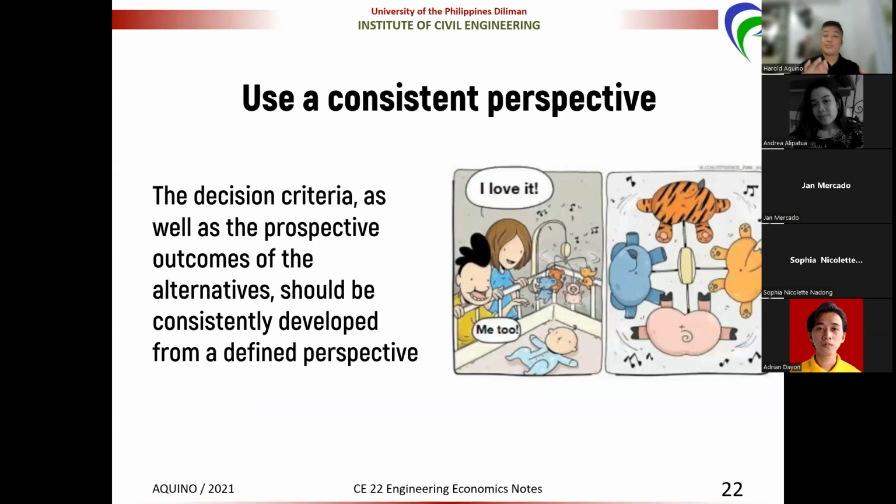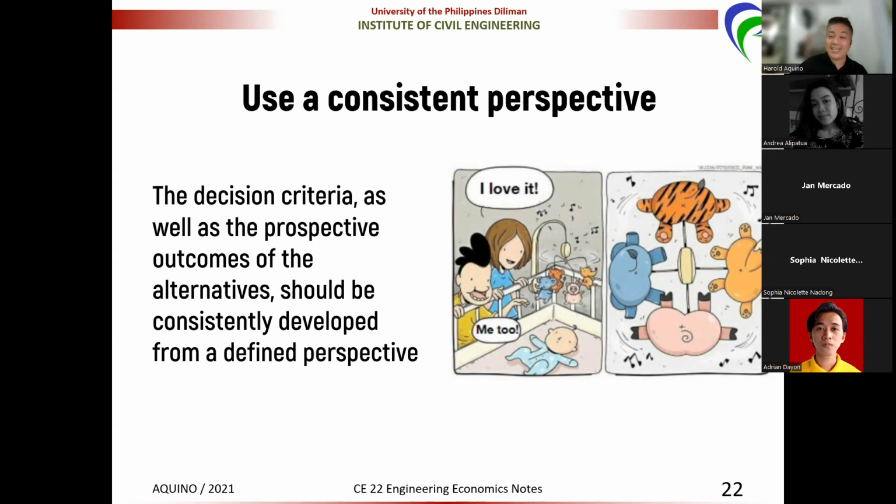First, the use of a consistent perspective means that all the prospective outcomes, whether it be cost or benefits, should be developed from a consistent and defined perspective. So if we, let's say, want to compare yung, I'm not sure what you call this, yung nakasabit sa crib ng baby, no? So if we have 2 alternatives, both of them should be evaluated from the same perspective, whether from the perspective of the parent or the perspective of the baby.